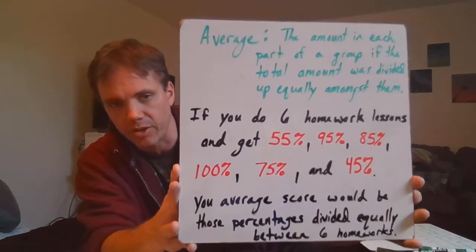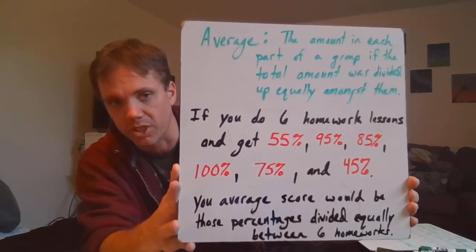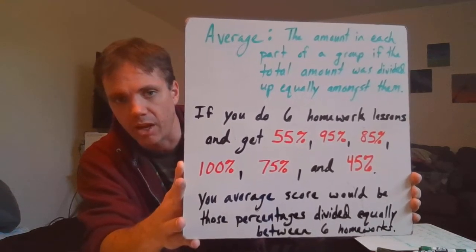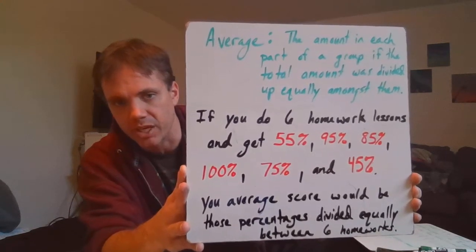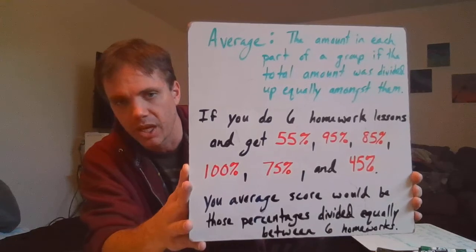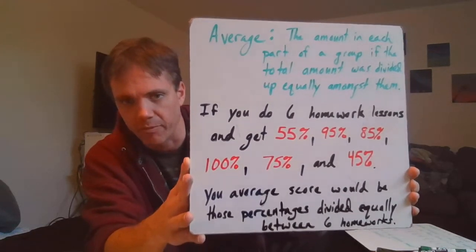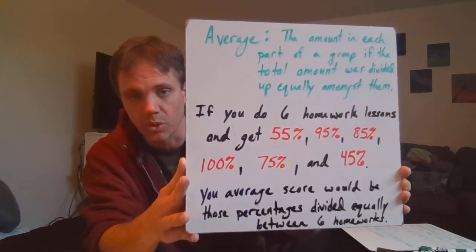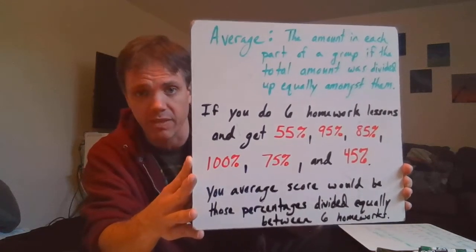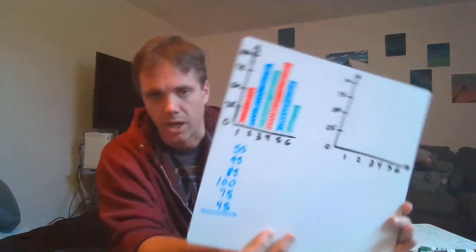And then another example of this is to look at it. Let's say that you did 6 homework assignments, right? And on those homeworks, you got a 55%, a 95%, an 85%, a 100%, a 75%, and then on the last one you didn't do very well and you got a 45%. If we were to find the average, we would add up those total percentage points and then divide it equally among the 6 homeworks. Let's take a look at how that looks.